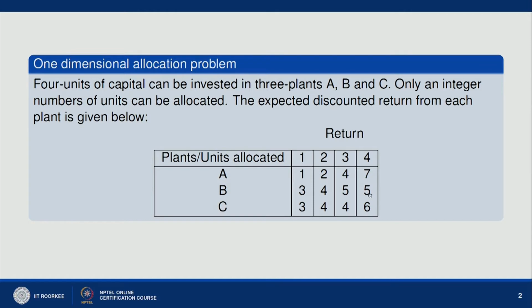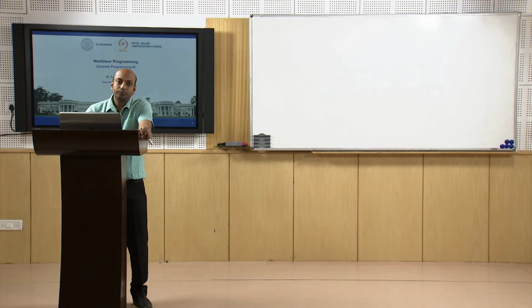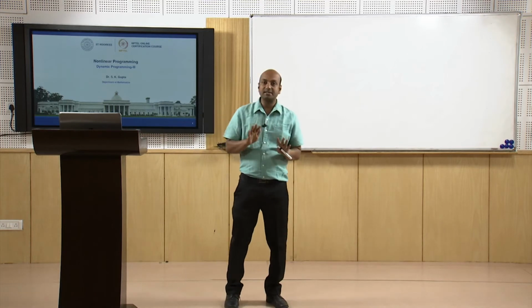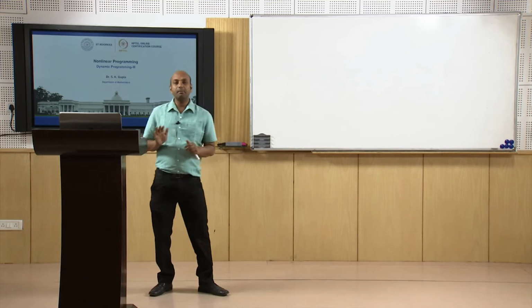Now, the problem is how to find how much money is to be invested in each plant so that the net output is maximum. We have 4 units of capital available, and we have to invest them in 3 different plants A, B and C such that the total return is maximum. This is the problem. So, how can we find it?